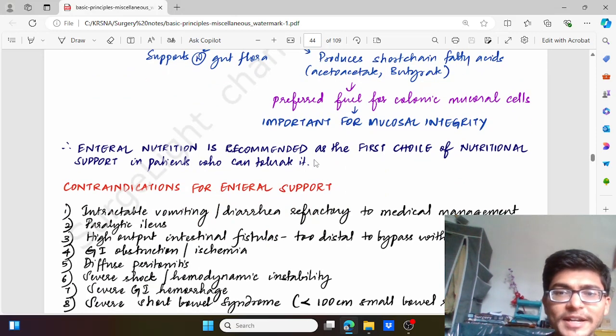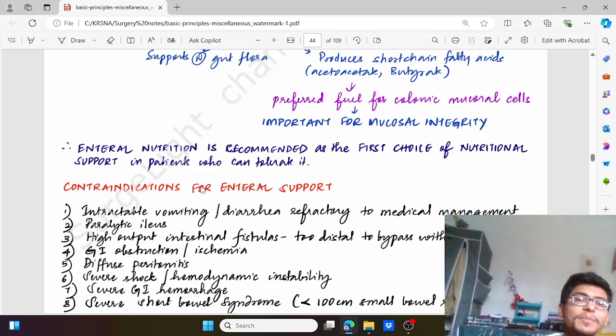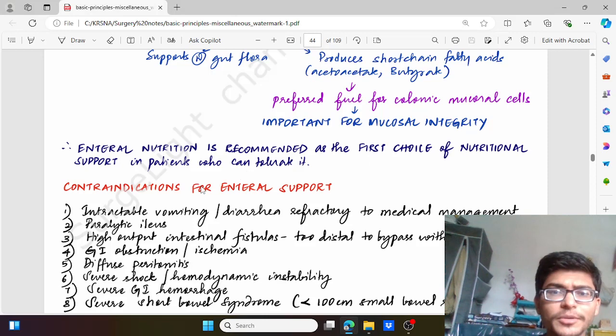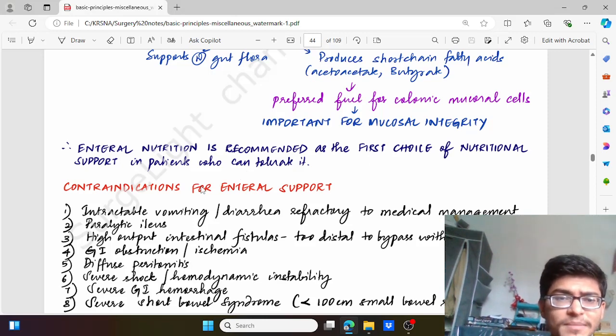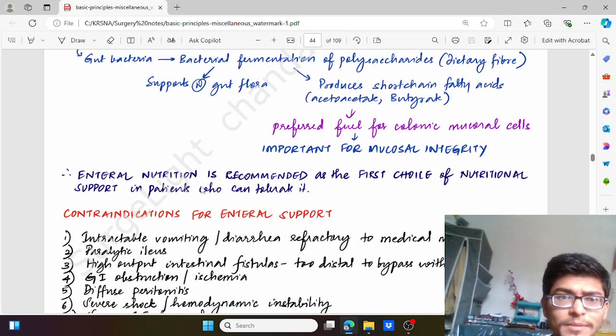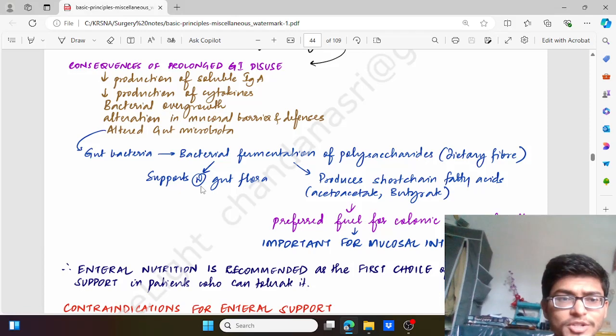Enteral nutrition is recommended as a first choice of nutritional support in patients who can tolerate it. So it is important that if the patient can tolerate it, then it should be the first choice. If the patient can take orally, that is best. If the patient cannot take orally, then we can think of enteral nutrition, where we bypass the mouth and the esophagus, reaching the stomach. That will be best because then there will be no GI disuse issues.